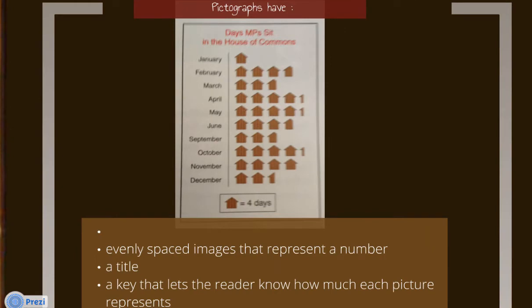Okay, pictographs have evenly spaced images that represent a number, a title, and a key that lets the reader know how much each picture represents. For instance, this house equals 4 days. Now, if you look, half of a house would then equal 2 days, a quarter of a house would equal 1 day, and 3/4 of a house would equal 3 days.